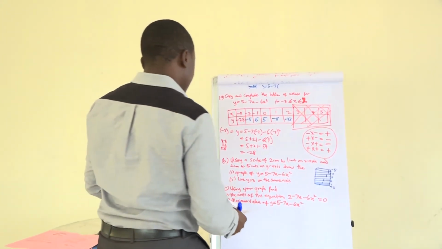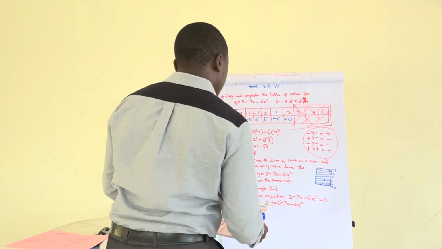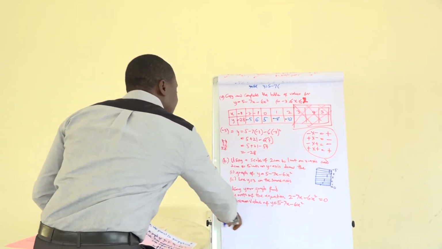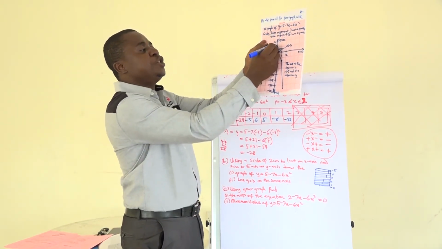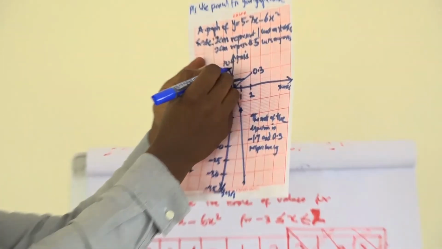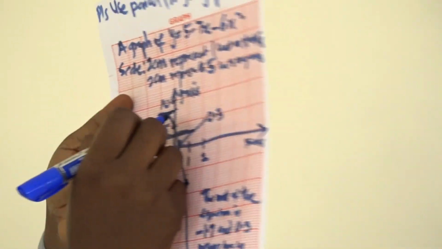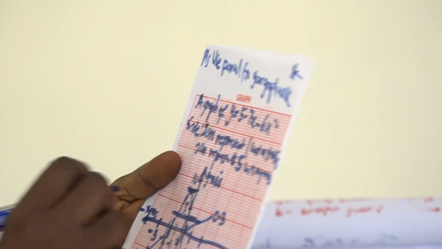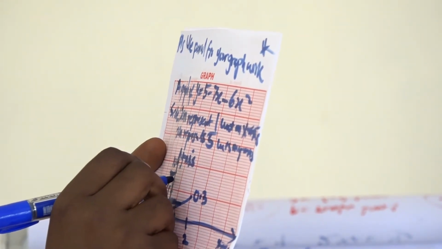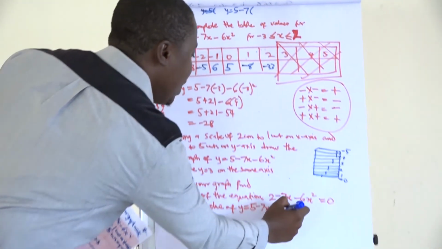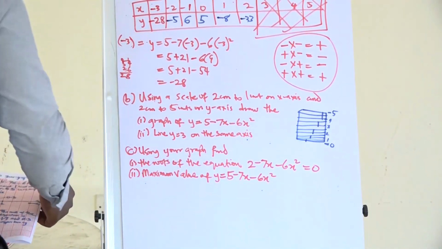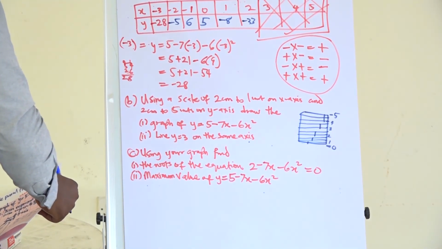Finally, they say find the maximum value. What is the maximum value of this? The maximum value is the value that has the highest point. This is the maximum value. So you read it with your graph. Remember that 2 boxes represent 1. So 1, 2, 3. The maximum value here is what? 8. Write it there. The maximum value of y is equal to 8. And you solve the question.